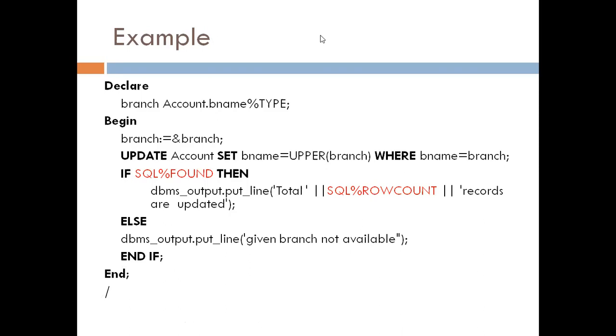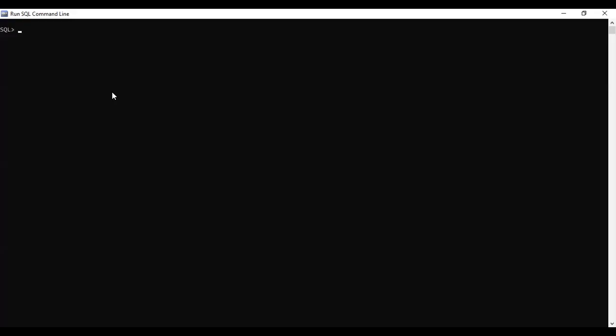Now we will see implicit cursor practically. So first of all, select account table.